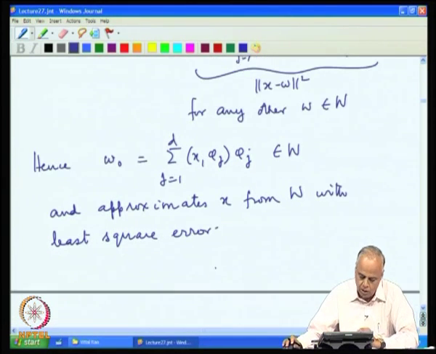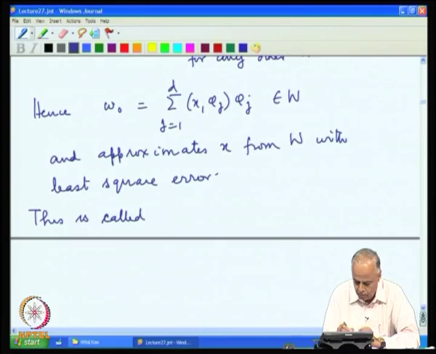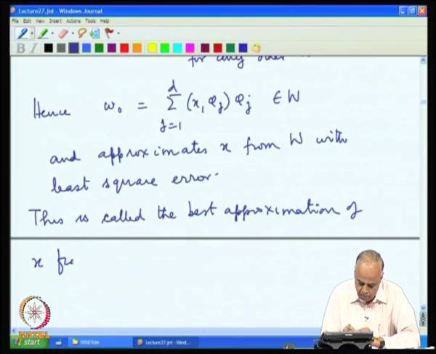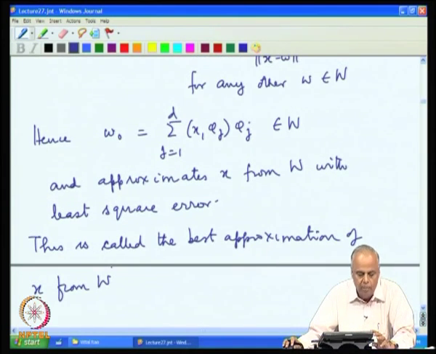This is called the best approximation of x from W. We are going to make a few observations now.